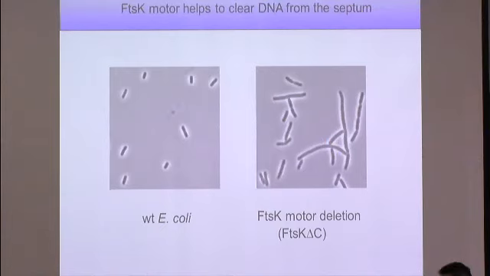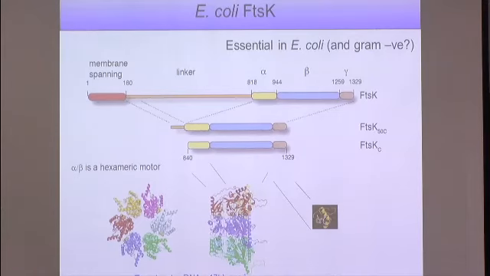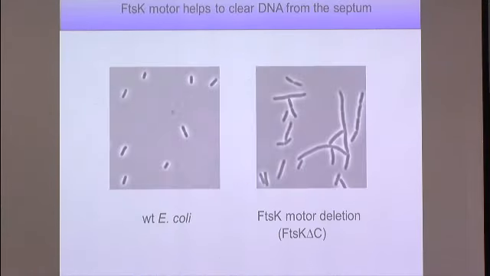So if you delete that motor domain, then the cells live, but they don't look entirely normal. So you get a mixed population of normal-ish looking cells. So these are wild type. Here you've deleted just this motor domain over here. And some of the cells look like long filaments, and some of them look like sausages, joined together, links of sausages.